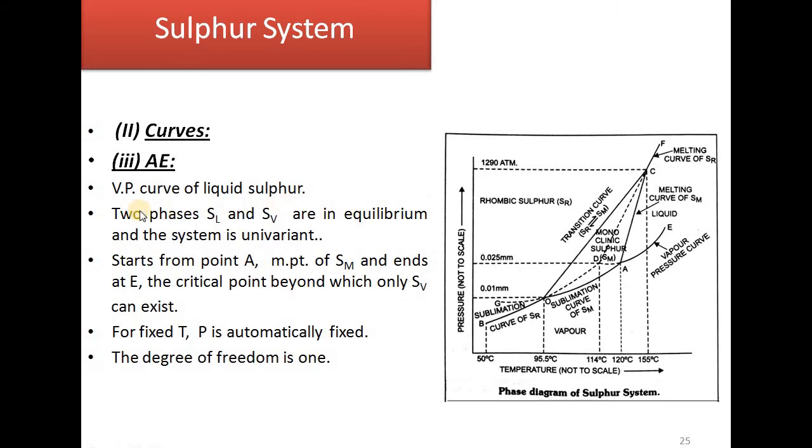Now the next one is the curve AE, which is the vapor pressure curve of liquid sulfur. Along this curve, two phases in equilibrium are Sl and Sv, sulfur in the liquid form and sulfur in the vapor form, and the system will be univariant. It starts from the point A, which is the melting point of monoclinic sulfur, and ends at point E, which is the critical point beyond which sulfur exists only in the vapor form. For a fixed temperature, pressure is automatically fixed along the curve. The system will be univariant and the degree of freedom will be 1.